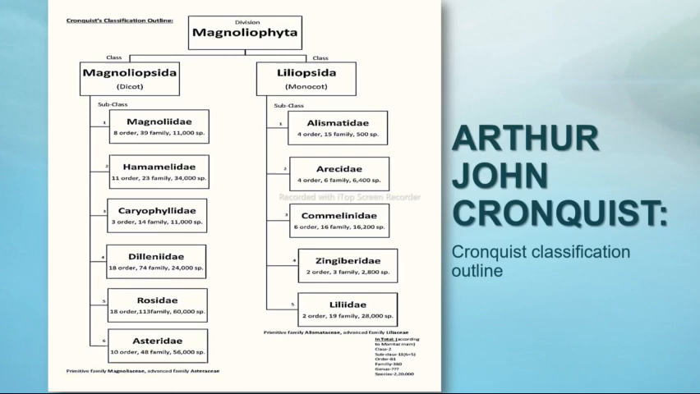Next is Rosidae, which includes 18 orders, 113 families, and 60,000 species. Next is Asteridae, which includes 10 orders, 48 families, and 56,000 species. So the second class, Liliopsida, is further divided into subclasses.